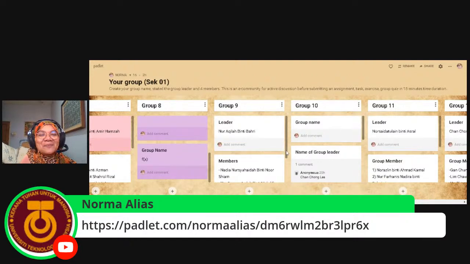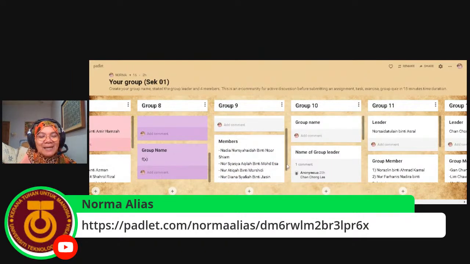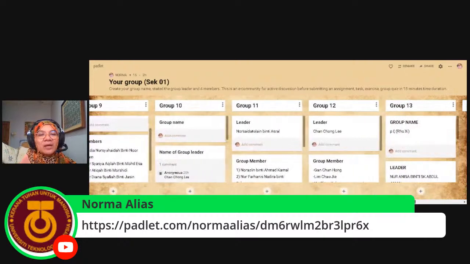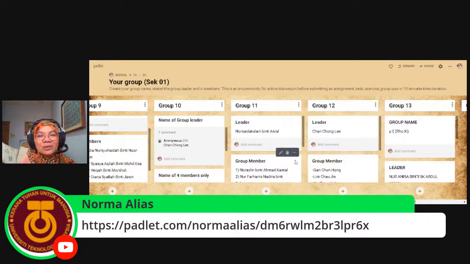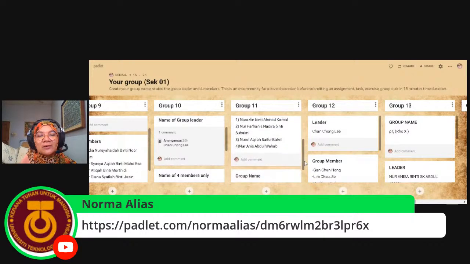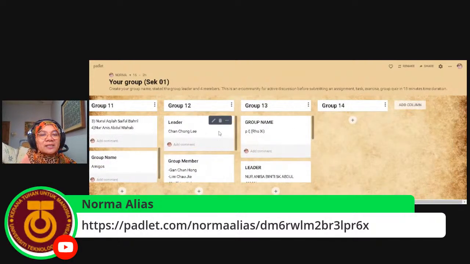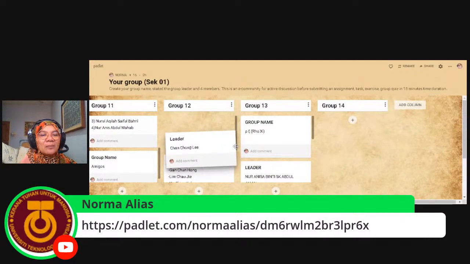And in group Nur Akila, what is your group name? Please put plus there. If you have a problem, please put plus, and I will correct your group. And then this group has only 3 members. Chan Choli, please invite other people to your group. Nor Saidatul Lain, you have 5 members. Your group is Amigos. And then this one is Chan Chong Lee. How many members now?